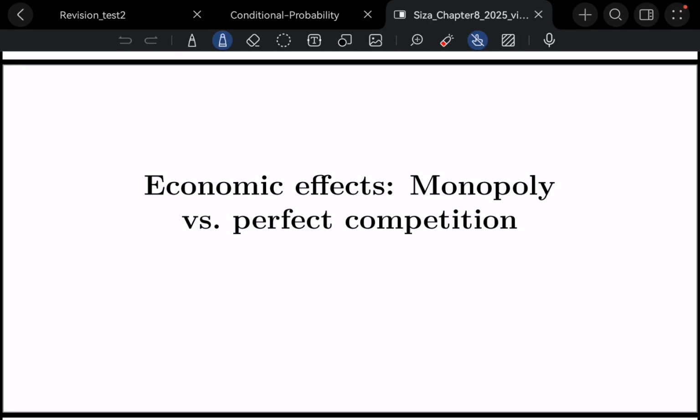In this video, we're going to look at the economic effects of a monopoly when we compare it to perfect competition. And when we speak about economic effects, there are three main factors that we want to look at. First of all, we look at price, and then we look at quantity, and finally, we also consider efficiency.